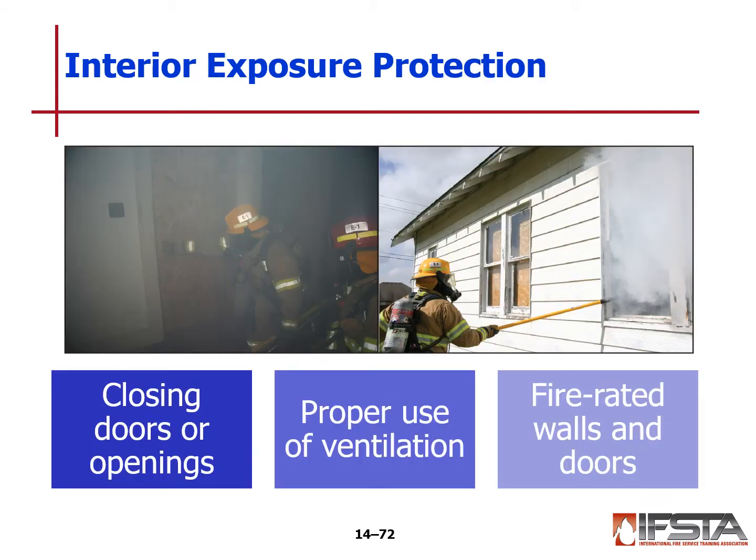For exposures on the interior, we can help protect these better by simply closing doors and openings and not allowing heat, smoke, and fire to travel. We can use proper ventilation, whether that be vertical or horizontal, as well as fire-rated walls and doors. If they're rated well and we close doors, if we have breaks, then we can also utilize that to our advantage.